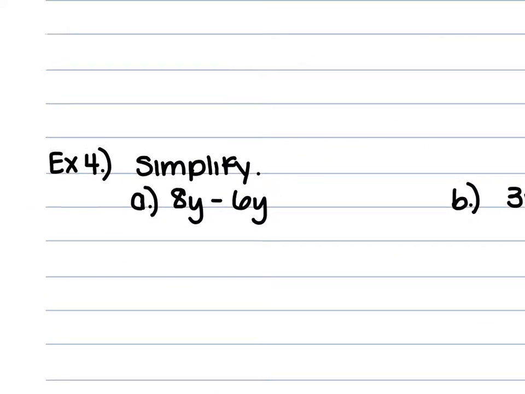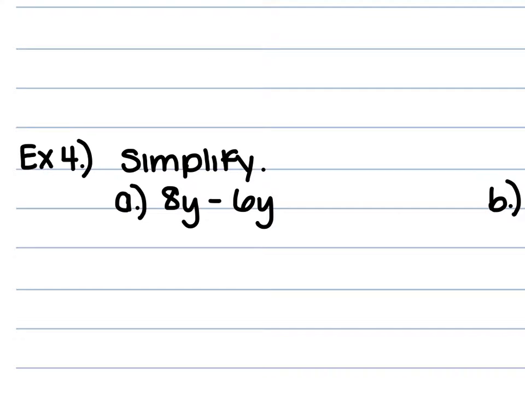If we look at example 4, we have 8y minus 6y. So we're just combining like terms here. They both have that y, so we can combine the 8 minus 6, which gives us 2y.